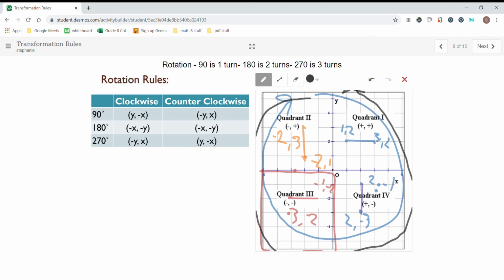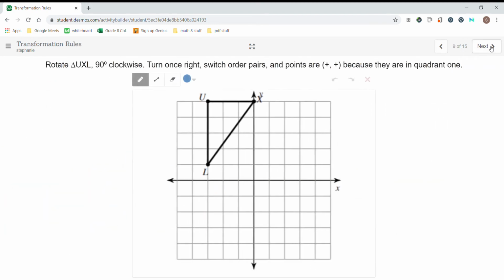Because if I started here, if I went 90 degrees clockwise, I landed here. 270 counterclockwise, 1, 2, 3. I would have landed in the same quadrant. So they are the same. So you just have to make sure you're paying attention to which way you are going. I know that's a lot of information, but we're going to practice.